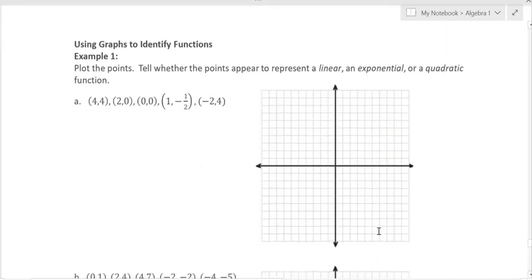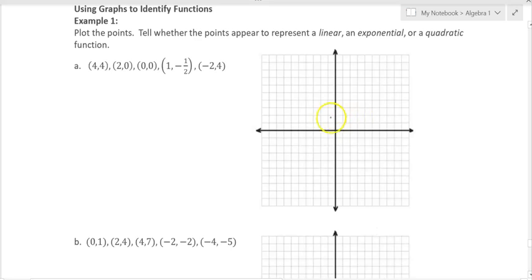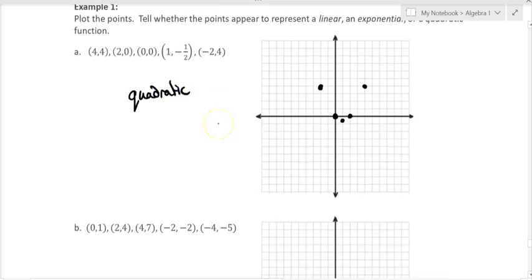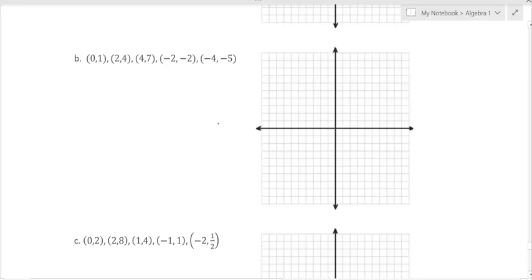Okay, when you're identifying them as points, you just go ahead and graph them. So if we graph real quick, we have (4, 4), (2, 0), (0, 0), (1, negative 1/2), (negative 2, 4). When I look at those points, that's quite obviously quadratic. All right, go ahead and pause the video and graph the points on B and C, and then come back on and we'll go through them.